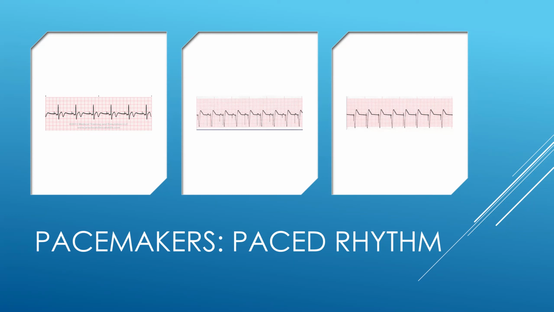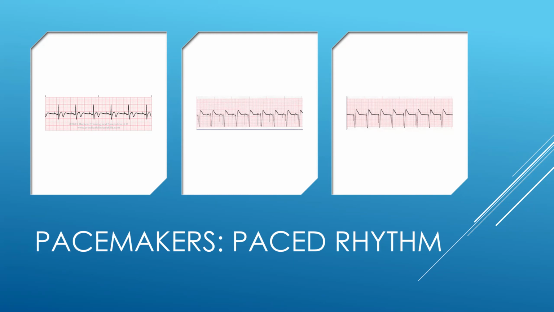The second rhythm here is AV paced, or atrioventricular paced. I know that because I see a pacemaker spike and then I see a P following it. Then I see a pacemaker spike, then I see a QRS. This continues for each complex: pacemaker spike, P wave, pacemaker spike, QRS. So this is an atrioventricular paced rhythm.